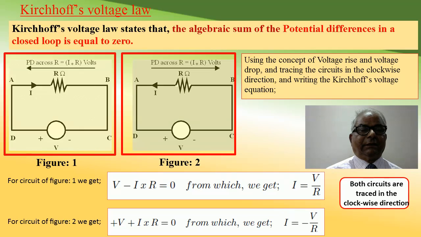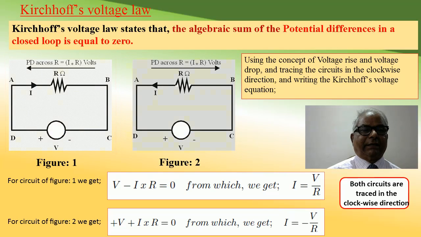You see that the applied voltage is of the same polarity in both the circuits, whereas the current is assumed to flow in the clockwise direction in figure 1, and it is assumed to flow in the anti-clockwise direction in figure 2. Now, using the concept of voltage drop and voltage rise, we can write the Kirchhoff's voltage equation tracing the circuit in the clockwise direction. Consider figure 1, tracing the circuit in the direction C, D, A, B, C.